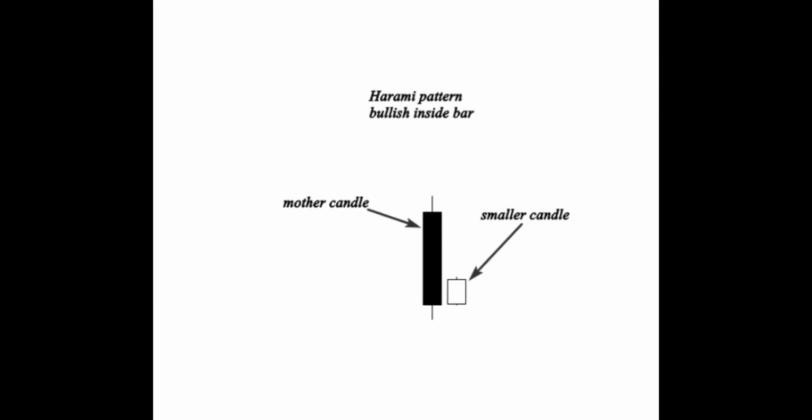10. The harami pattern, the inside bar. The harami pattern, meaning pregnant in Japanese, is considered a reversal and continuation pattern, and it consists of two candlesticks. The first candle is the large candle. It is called the mother candle, followed by a smaller candle which is called the baby. For the harami pattern to be valid, the second candle should close inside the previous one. This candlestick is considered a bearish reversal signal when it occurs at the top of an uptrend, and it is a bullish signal when it occurs at the bottom of a downtrend.